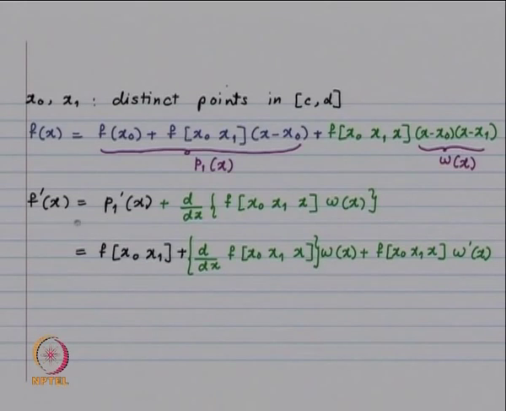So, you will have f'(x) equal to p1'(x) plus the derivative of this error term. p1'(x) will be nothing but the divided difference based on x0, x1, plus you apply the product rule. So, you get d/dx of f[x0, x1, x] multiplied by w(x) plus the divided difference into w'(x). The divided difference f[x0, x1] is going to provide an approximation to f'(x), and this is the error term. In the error term, the derivative of the divided difference f[x0, x1, x] is appearing.